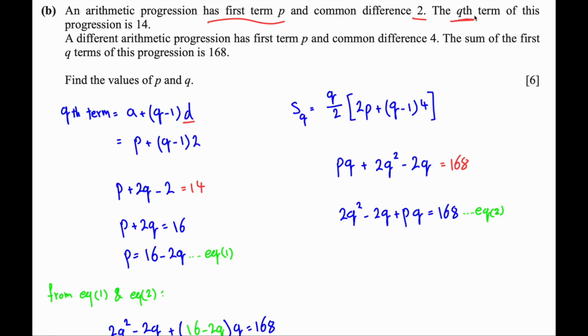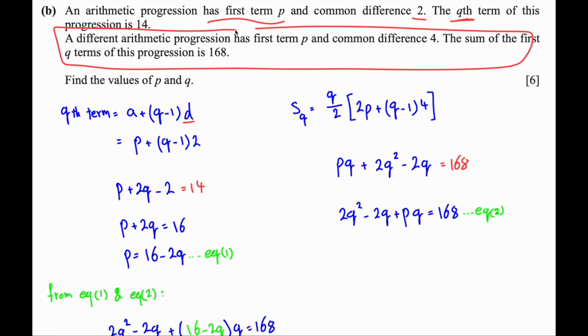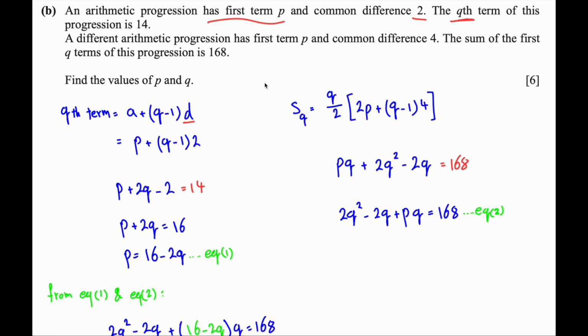Also, I'm told the qth term of this progression is 14. Therefore, when you expand this bracket, you get 2q minus 2, and the whole thing should be equal to 14. You tidy up, and that gives you an equation in terms of p and q, which I have to solve. Therefore, I need another piece of information which I can get from the second statement. So let's see where that leads us.